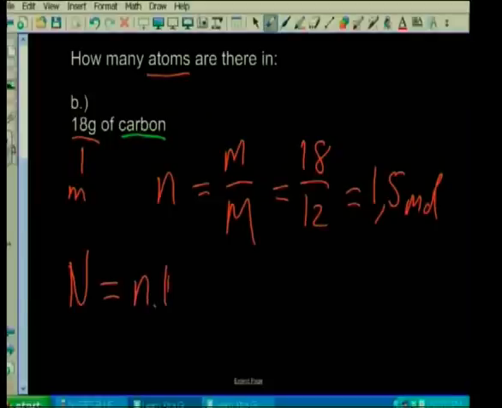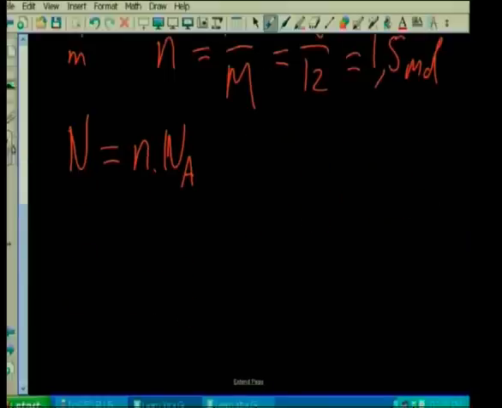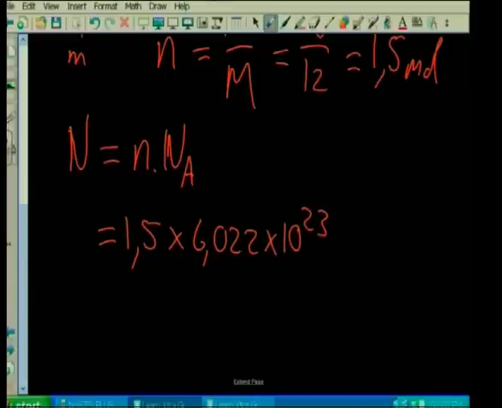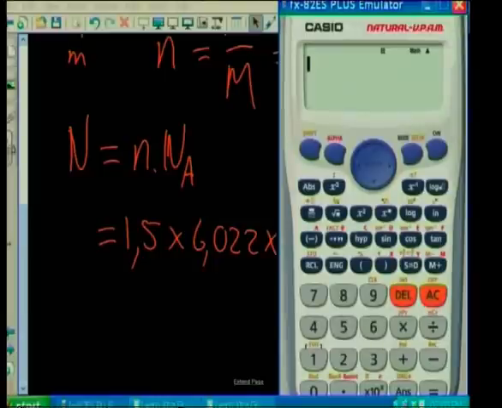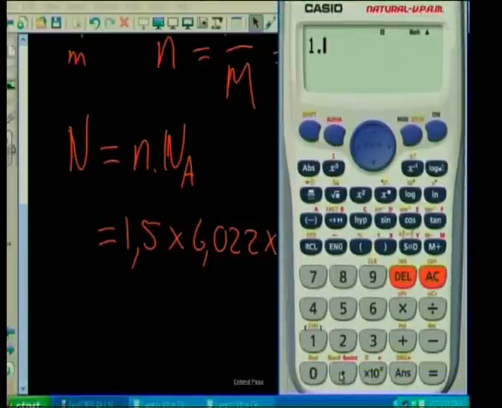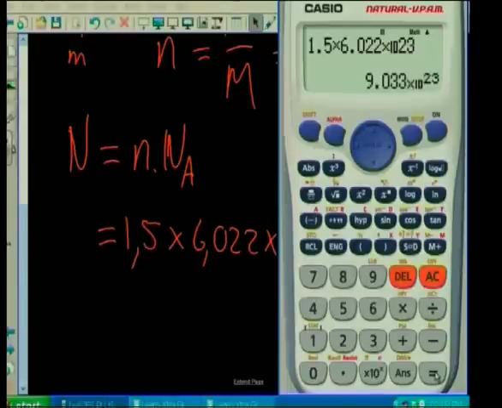How many atoms have I got? Remember, carbon is an element. It consists of atoms, so we can still work with that. We want the number of atoms. The number of atoms is equal to the number of moles times Avogadro's number. In this case, that's 1,5 times 6,022 times 10 to the 23. Now, just in case you're battling with scientific notation, let's do this on the calculator. 1,5 times 6,022 exponent 23, and that gives me an answer of 9,033 times 10 to the 23. So you can read it off from the calculator very easily. Let's write it down.